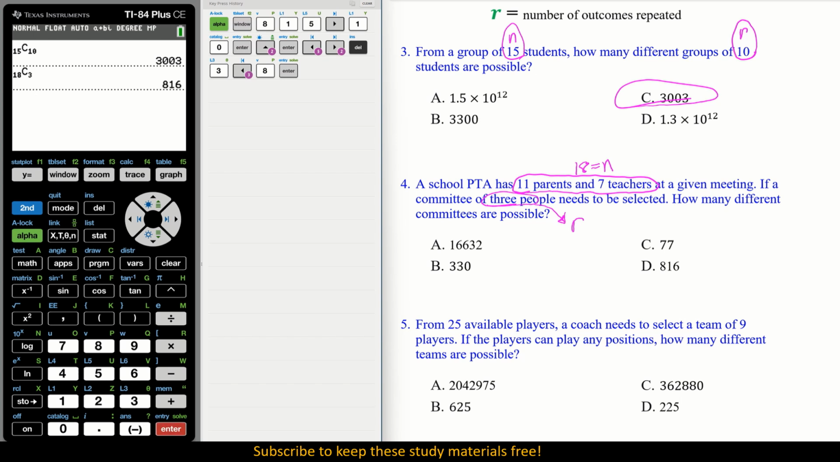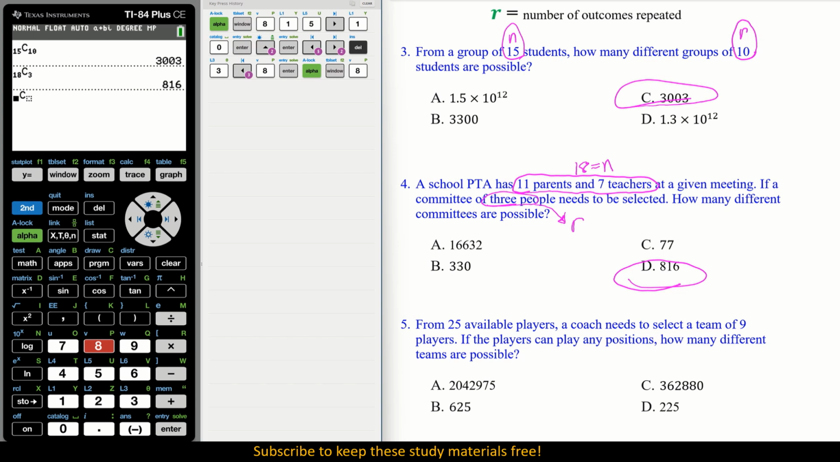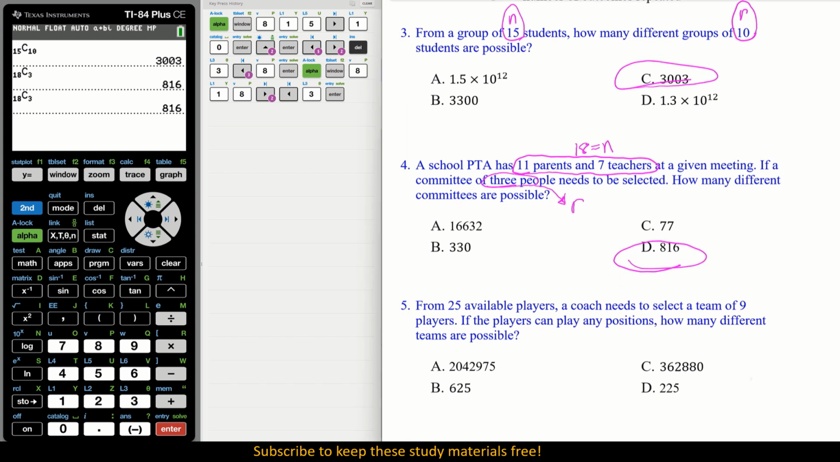Let's push enter and see what happens. Looks like we have D as our option. It might have been quicker for me just to say alpha, window, number 8, type in 18, then just arrow over, type in 3. It was actually a little faster. It all depends on what you feel like doing. Great, so let's look at number 5.